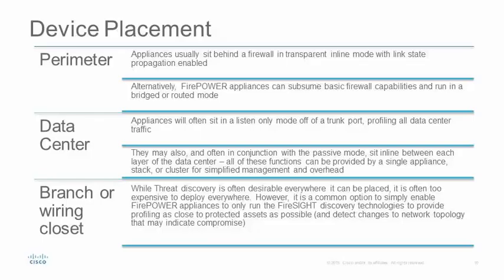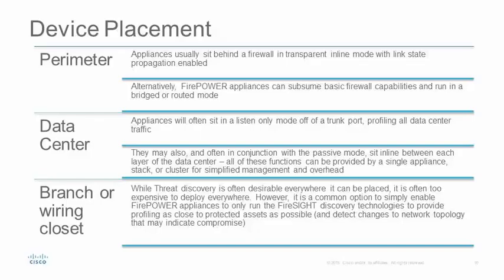Alternatively, the Firepower appliance can subsume basic firewall capabilities and run in a bridge or routed mode. These appliances, whether it's an 8000 or 7000 series, regardless, we can actually set them up as a router as well, and a virtual switch. We'll go into that a little more later.